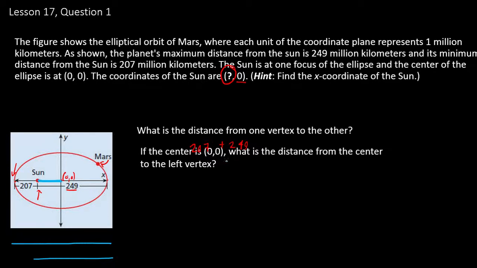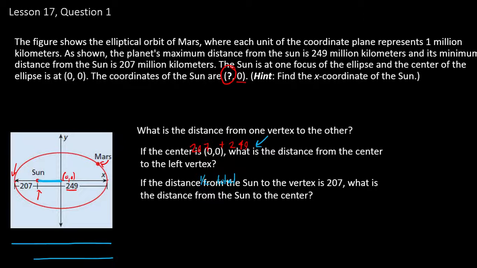So if the center is at the origin, what is the distance from the center to the left vertex? From the center to the left vertex would just be half the total length that I just figured out here, right? So if I added this number together and took half of it, that would tell me the distance from the center to the left vertex. Now, if the distance from the Sun to the vertex, from here to here, is 207, what is the distance from the Sun to the center?